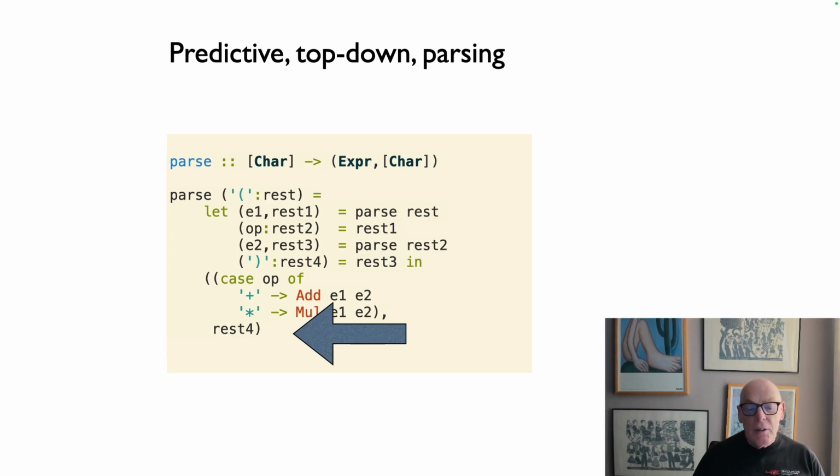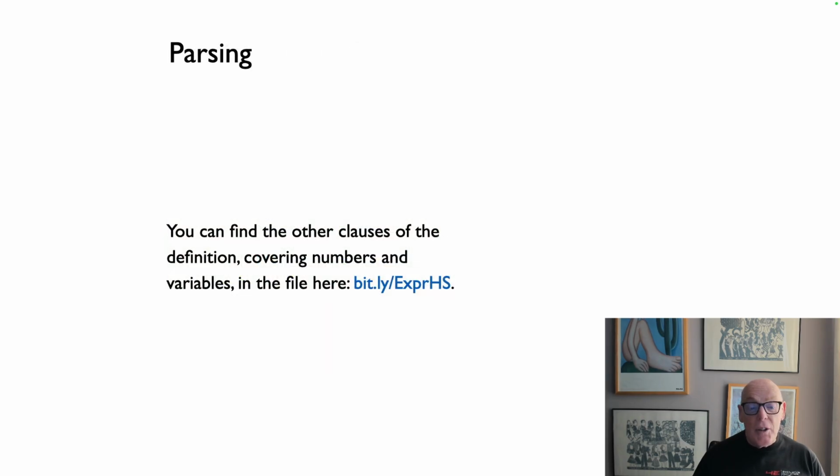So what you see here is how you translate the diagram on the previous slide into Haskell. So that covers the most difficult case, looking for an expression. If you want to find the other clauses of the definition, which cover numbers and variables, they're in the file that I shared earlier. But the crucial recursion in this definition is the recursion that you see here, namely using the structure of a grammar to uncover in a string the expression that it represents.